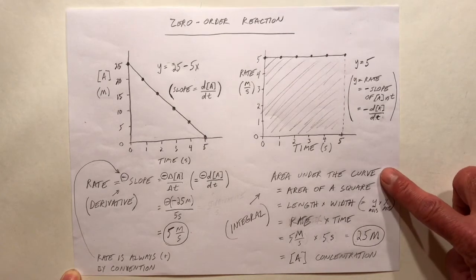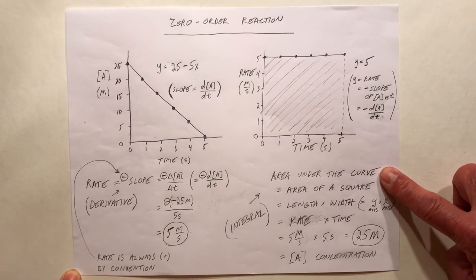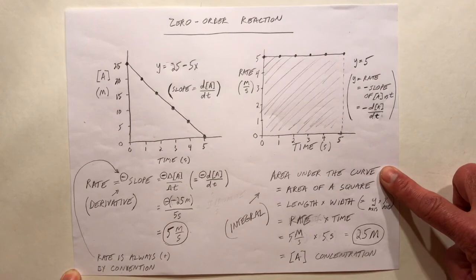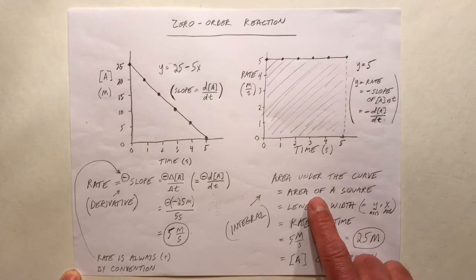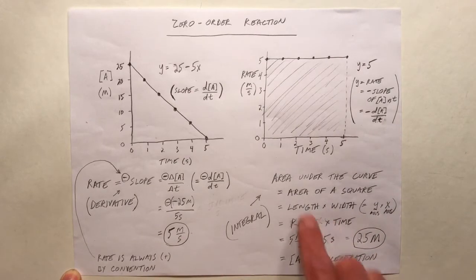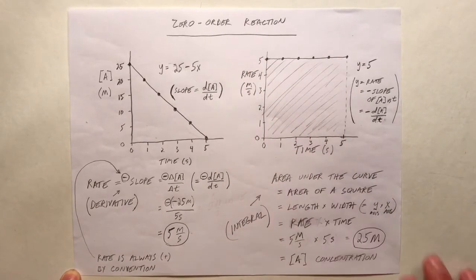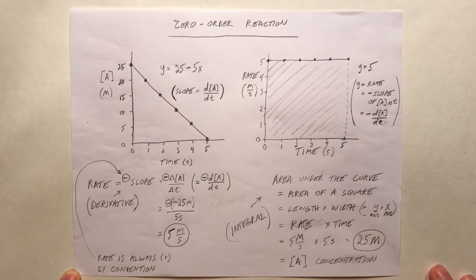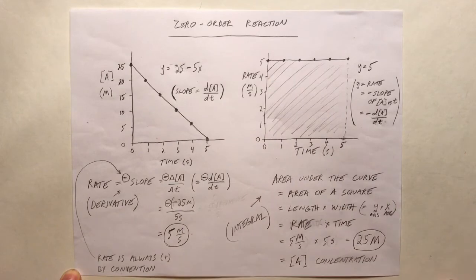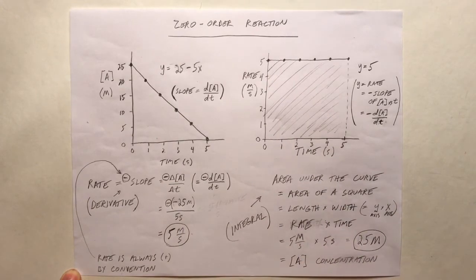So the area under the curve is the integral. Now this is an easy area to calculate because it's a square. We can say that the area of the square is equal to the length times the width, right? So it's the y-axis times the x-axis. It's the rate times the time. Rates on the y-axis, times on the x-axis.